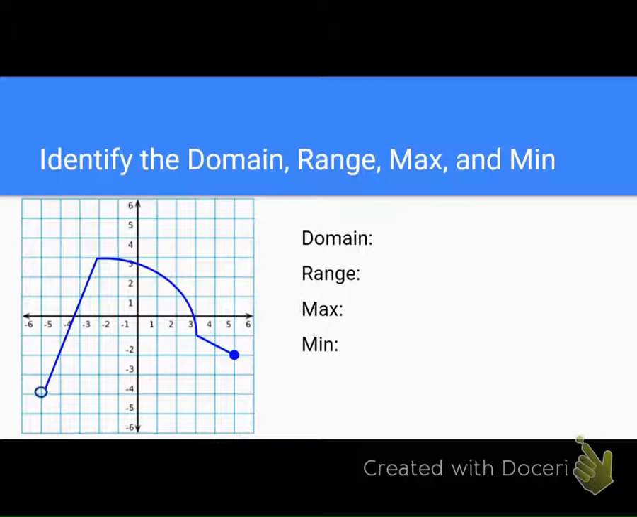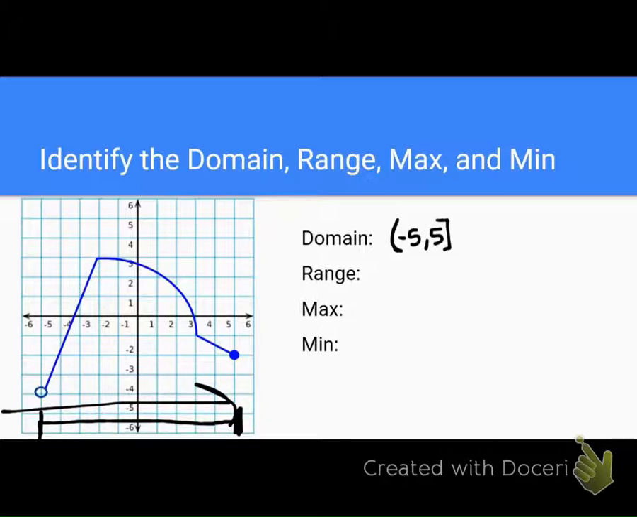Then positive 5, the closed circle, just means I can go all the way up to 5 and I can include it. Okay, so for our domain, as we're going from left to right on our x, I see that the function starts here and stops here. So I would write my domain as the interval from negative 5 to 5. And I have open parentheses on this side because of that open circle, right? I can't include that point. And then I would use a closed parenthesis at the 5 because that point is included.